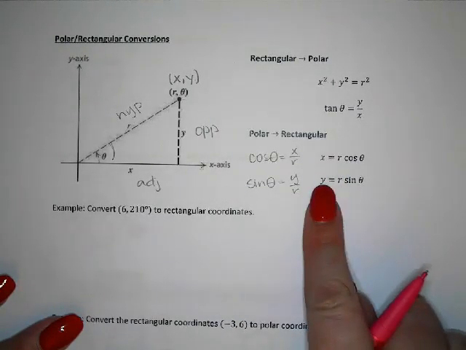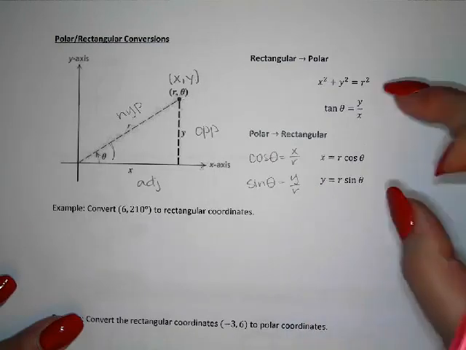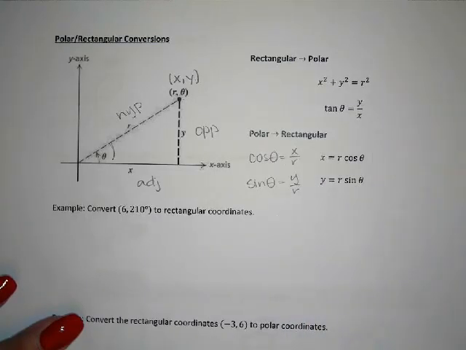And so these formulas are exactly the same as what we had been using for complex numbers, but now we're using them for polar and rectangular conversions, a different circumstance, but really the mathematics behind it is the same.